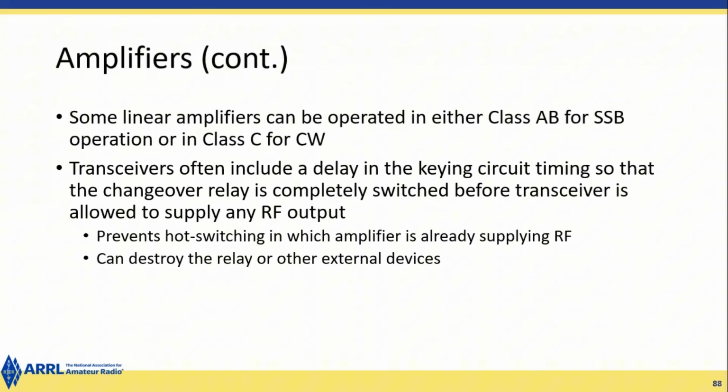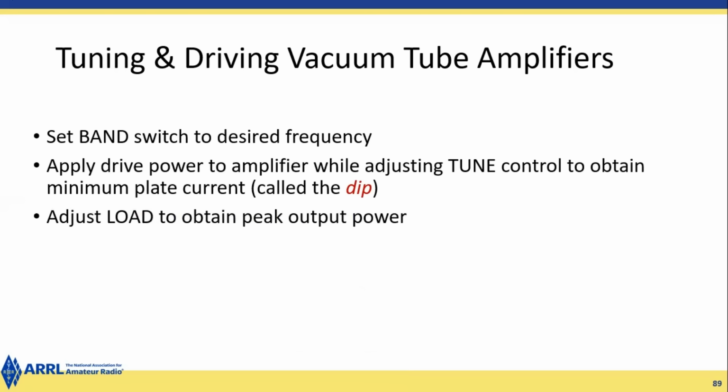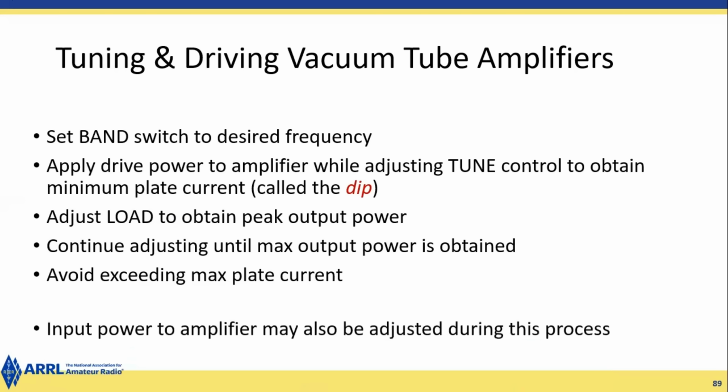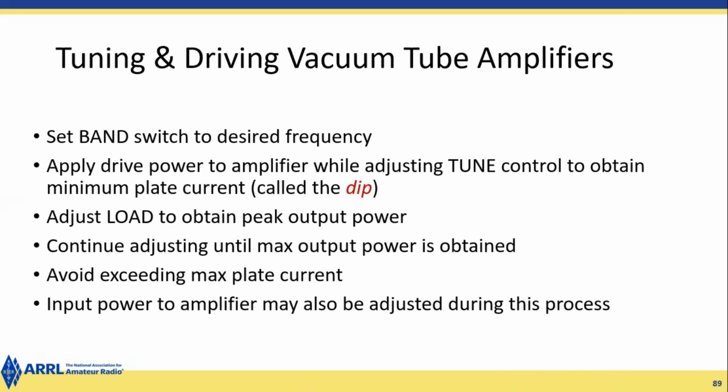Tuning and driving vacuum tube amplifiers. If you've got a vacuum tube amplifier, you want to set the band switch to your desired frequency. You want to apply the drive power to the amplifier while adjusting the tune control to obtain minimum plate current. You've got to dip your plate current. Adjust the load then to get the peak power output, and continue adjusting until the max power is obtained. Avoid exceeding the max plate current. The input power to the amplifier may also be adjusted during the process.